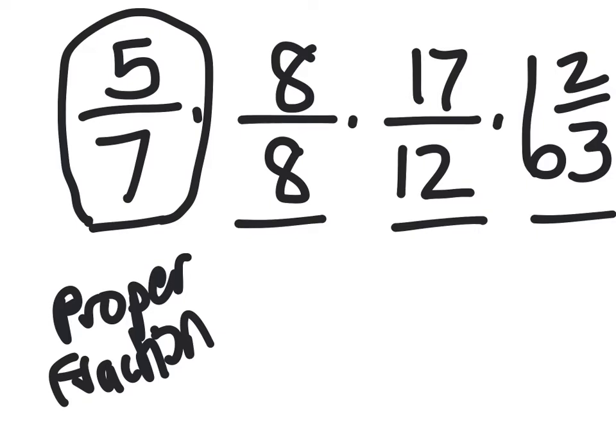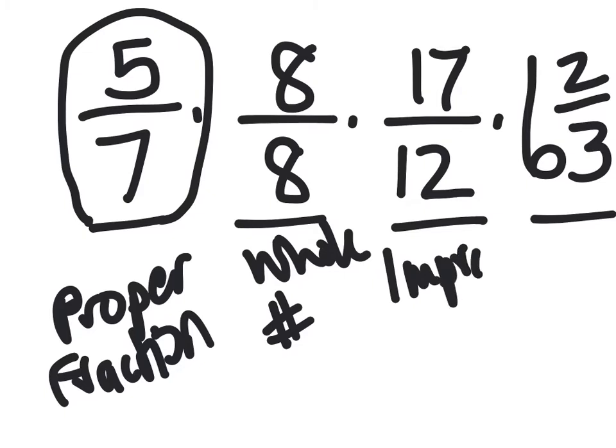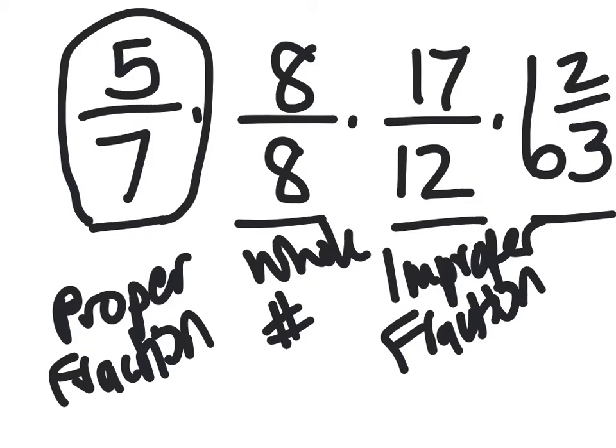8/8, if you have 8 pieces and you eat all 8 pieces, that's a whole. So that's a whole number. 17/12, when the numerator is bigger than the denominator, this is an improper fraction because I can pull out a whole. And this one is called a mixed number. Mixed number because I have a whole number and a fraction.